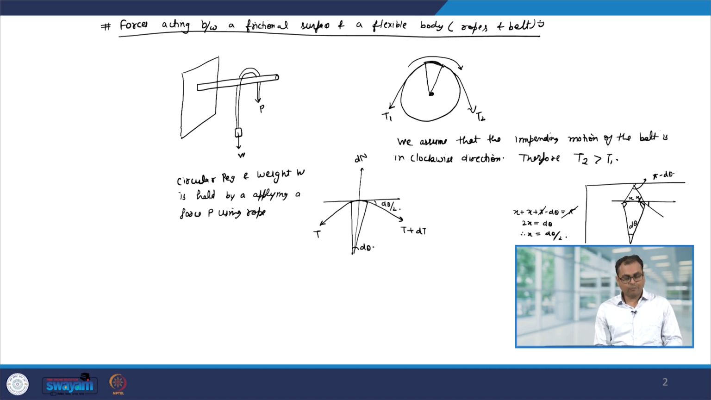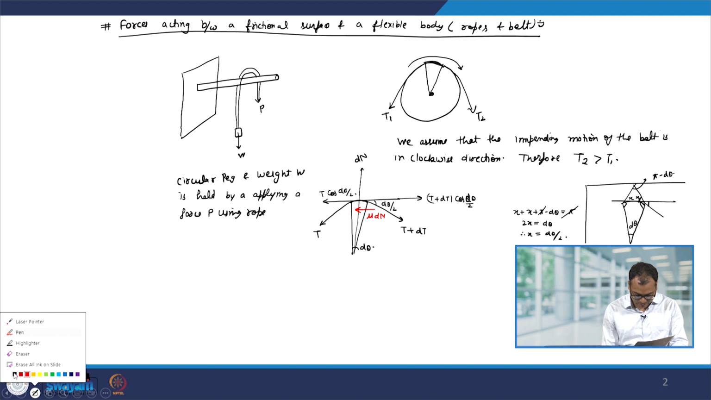Now, we can balance the forces in the x and y direction. The forces acting in the x direction will be T plus dT cos d theta by 2, and in this direction we will have T cos d theta by 2. Note that this drum is rotating in the clockwise direction, therefore, there will be a frictional force in the opposite direction. So, there will be a force mu times dN which is going to act in the minus x direction.